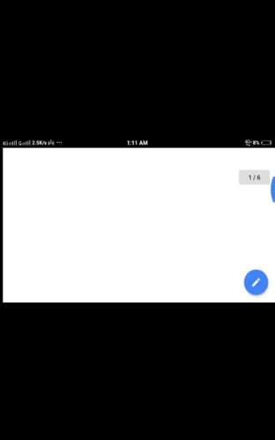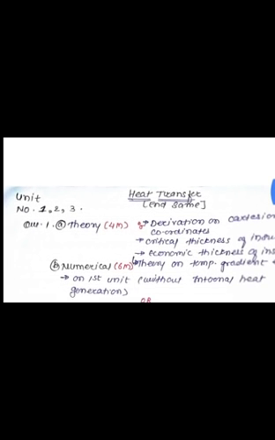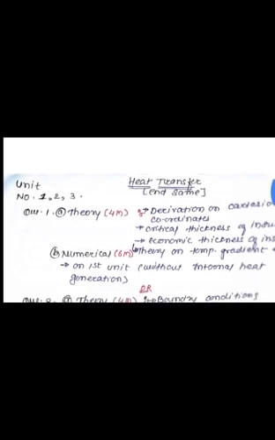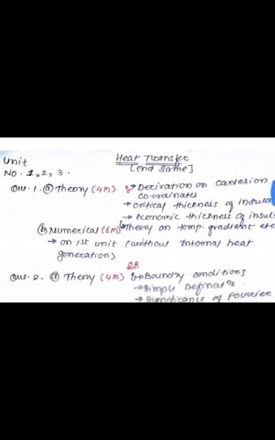We first see question number 1. Question number 1A basically relates to unit number 1. The 4-mark theory will be asked. Maybe in that 4 marks theory, a derivation on Cartesian coordinates. Basically, it's a compulsory derivation on the Cartesian coordinate. But if this derivation does not come, then critical thickness of insulation or economic thickness of insulation, or theory on temperature gradient. Out of these points, one question will come in that 4 marks theory.